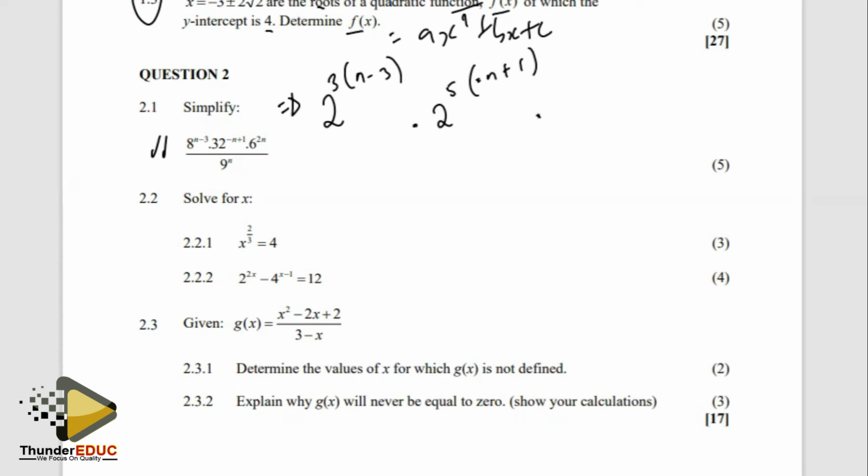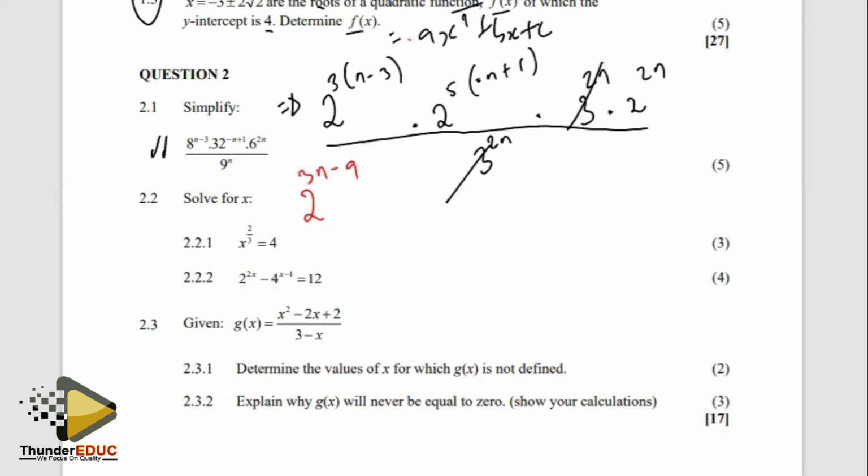And then 6 can be 3 and 2. So 3 to the 2n, and then 2 to the 2n. They will share the same exponent. 9 is 3 squared, which is 3 that. Okay, so I can already see that this can cancel that. And then all I'm left with is just numbers with the same bases, and I'll have to add up the exponents. All right, so the base is 2. That's going to be 3n minus 9. This is 5n plus 5, and then that's 2n. We are adding a 2n.